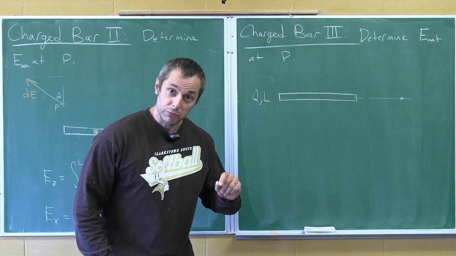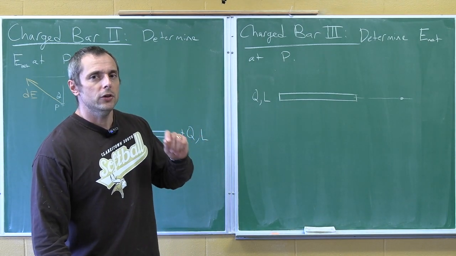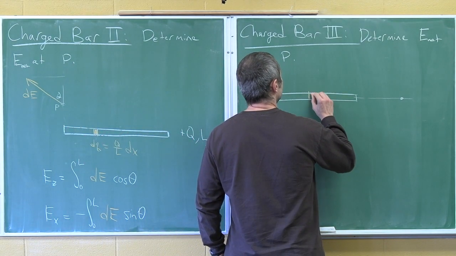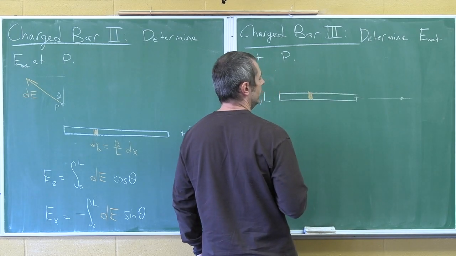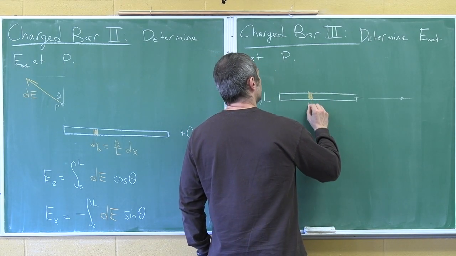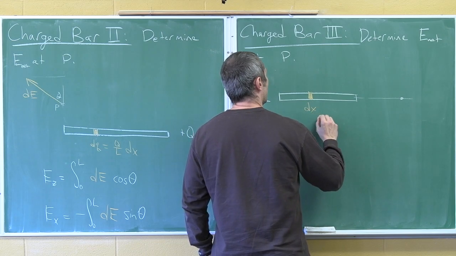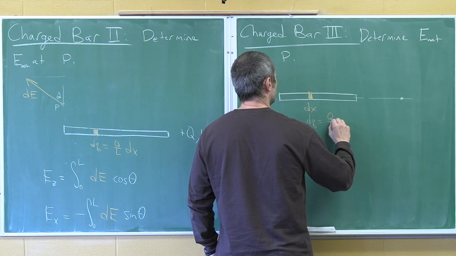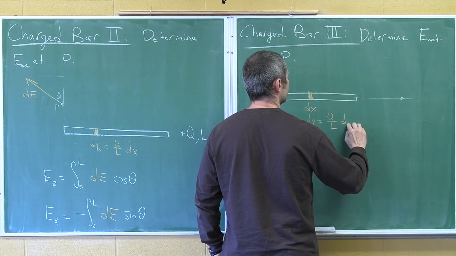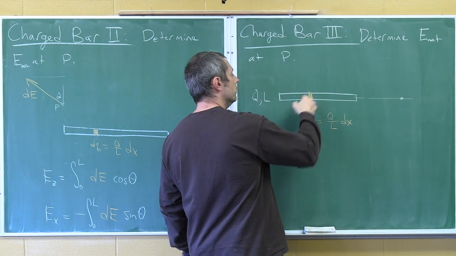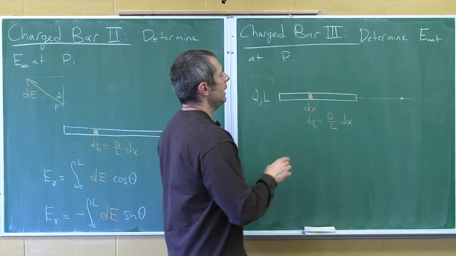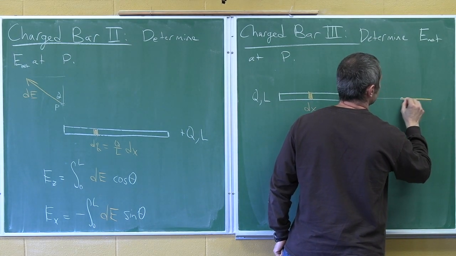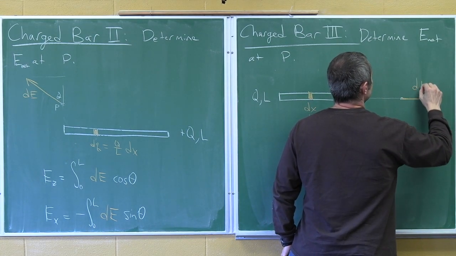We follow the same process. We use kq over r squared, which is okay as long as we imagine slicing this into something that looks like a proton or an electron. This will be a length dx, a charge dq, equaling lambda, the coulombs per meter, times the meter, gives me the coulombs in that little piece. That creates an electric field if this bar is positive, pointing directly away. And there's my dE.